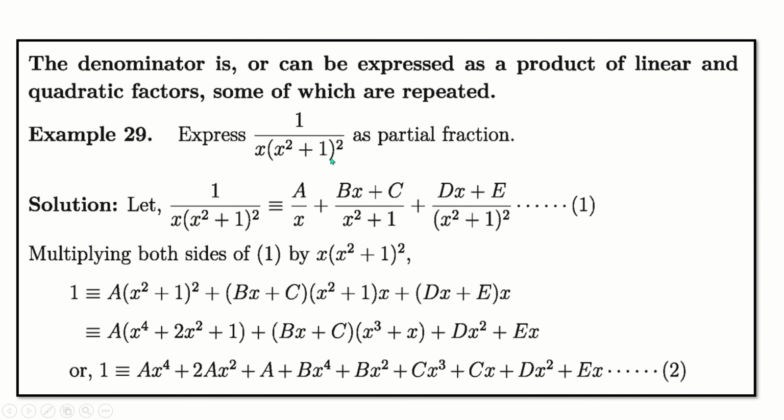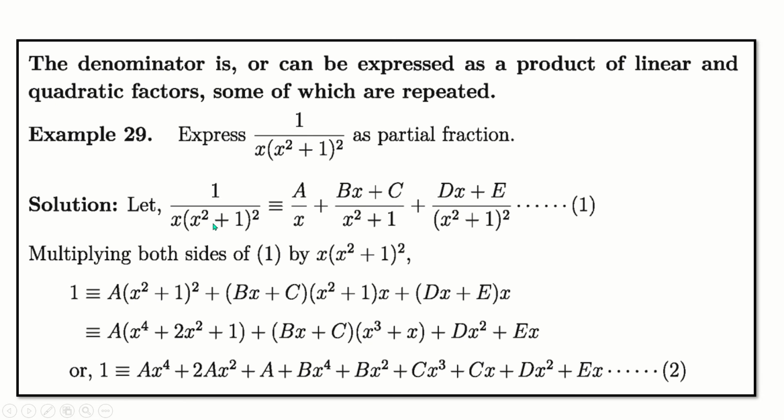Here the quadratic is repeated. For this we can write at first a divided by x. Another, for this we will get bx plus c divided by x square plus 1, and for the repeated square you have to take another, dx plus e divided by x square plus 1 whole square. As here the degree is 5, here is 1 and here x square plus 1 whole square means 4, so 1 plus 4 means 5, so the constant terms will be 1, 2, 3, 4, 5. Clear?